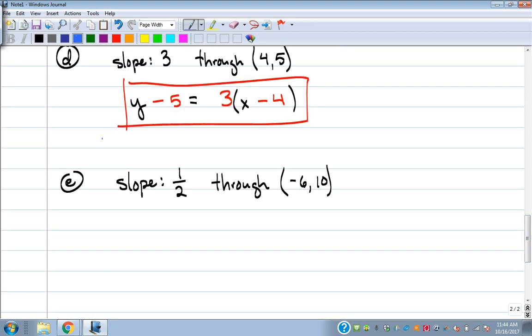Again, we're going point slope form here. So y minus what? Positive 10, because that's the y value in our ordered pair. Y value is going to go with y. Okay, then what goes in the front? 1/2, the slope. Parentheses, x minus.